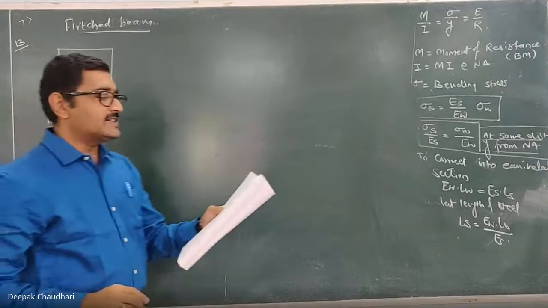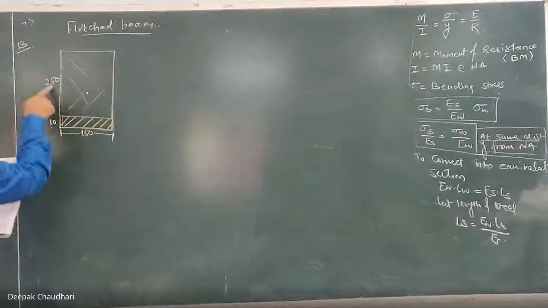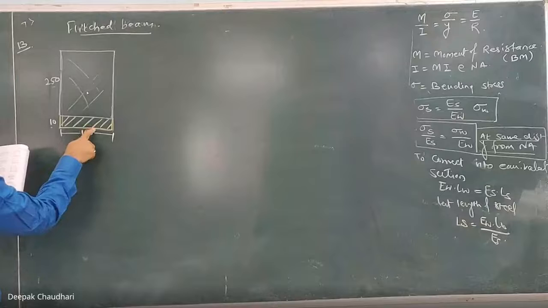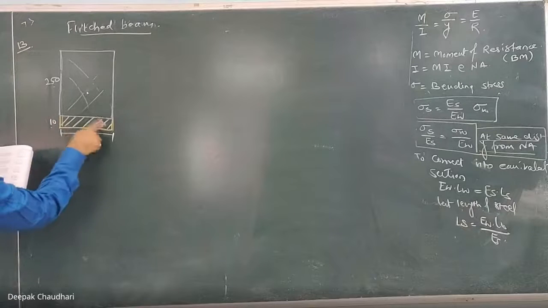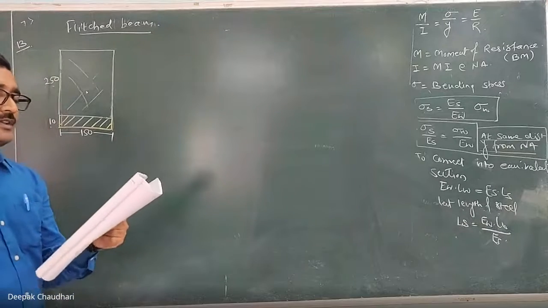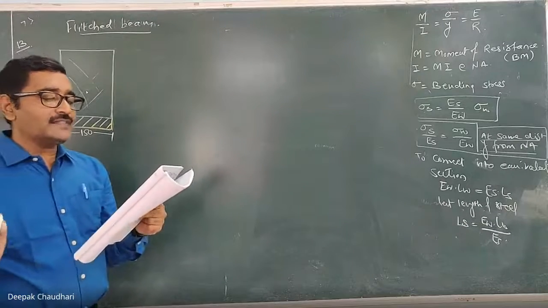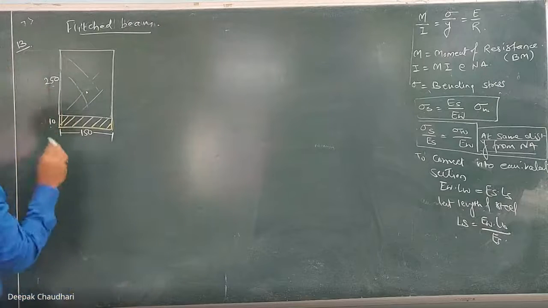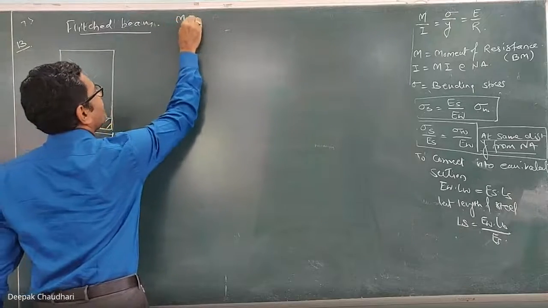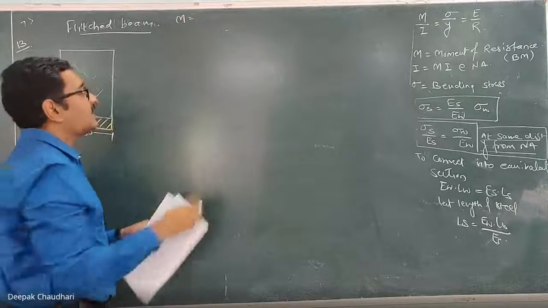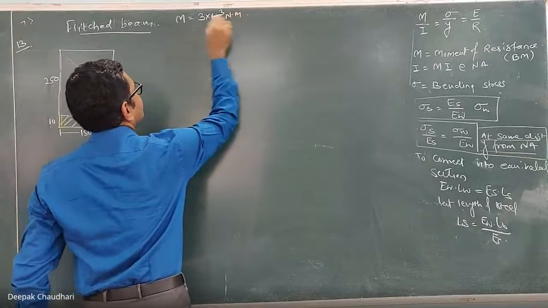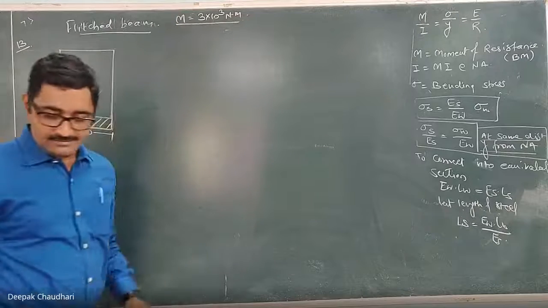Now I am reading the question. It is given that a wooden beam of 150 by 250 mm has a steel strap of 150 by 10 mm fixed only at the bottom. The beam is subjected to a bending moment of 3 kN-m around the neutral axis. So this cross section is subjected to a bending moment of 3 kN-m, that is 3 into 10 raised to 3 Nm.